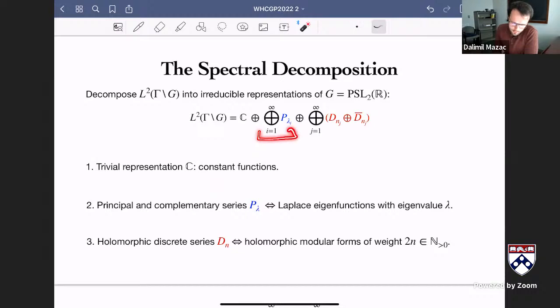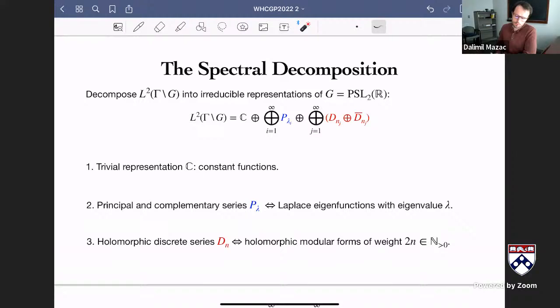And then there is a sum over principal and complementary series. These are some infinite dimensional representations of PSL2R labeled by lambda, which is the Casimir eigenvalue. And then there is some discrete series. But these principal series come from Laplace eigenfunctions with eigenvalue lambda. So there's a one-to-one correspondence between Laplace eigenfunctions on the surface and principal series or complementary series representations in this decomposition.